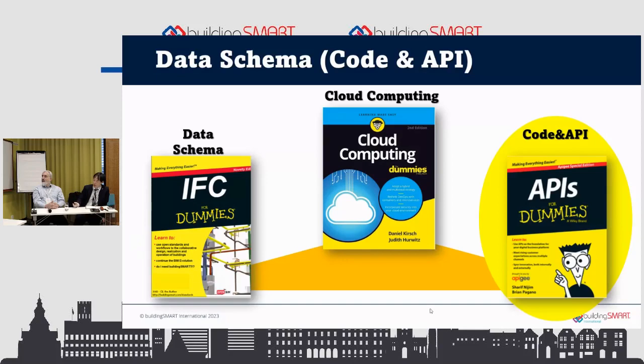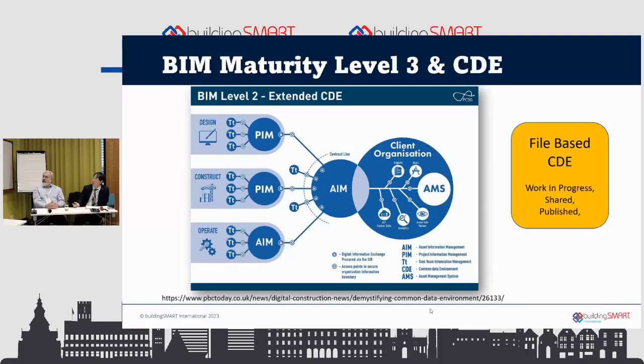So from here, I want to talk about the code and API using this book. So here is the BIM maturity level 3 and CDE. Do you know this chart? Have you ever seen this one? No. Oh, gee. Yeah, I love the chart. And this one was also proposed by Mark Bew, the famous British consultant. And I met him at the UK summit. But anyhow, his model is very smart.